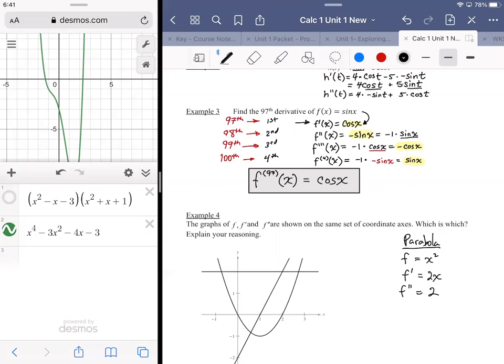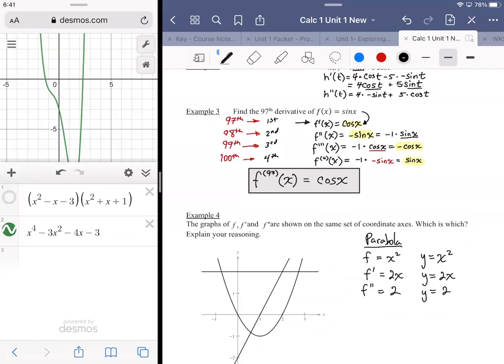Now, this looks kind of funky because we didn't use y's, we use f's and f primes and stuff, but each one of these in and of itself represents an equation. This is the same as saying y equals x squared. This derivative function can be graphed as y equals 2x, and this constant function can be graphed as y equals 2. All right, one would be a parabola, one would be a non-constant line, and the other would be a constant line. So from that information, we could say that this must be f, this must be f prime, and this must be f double prime.